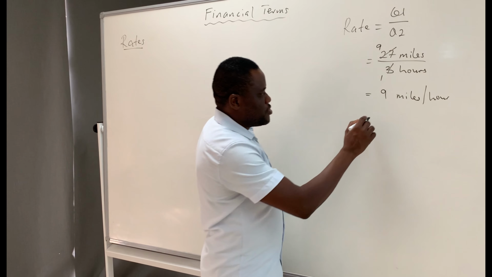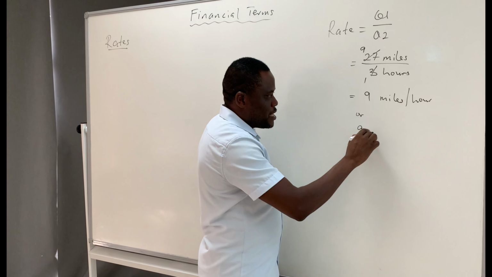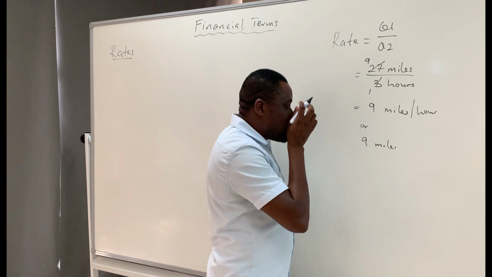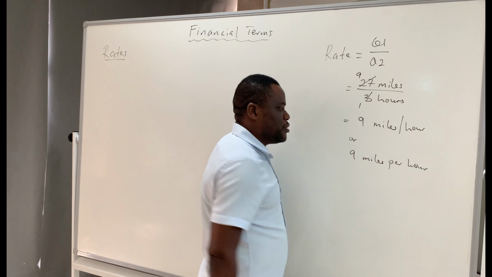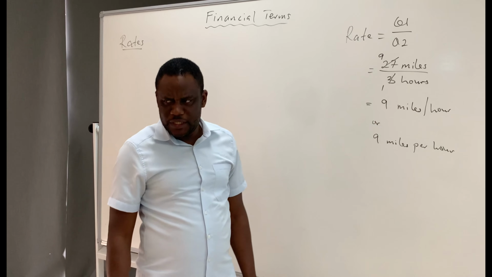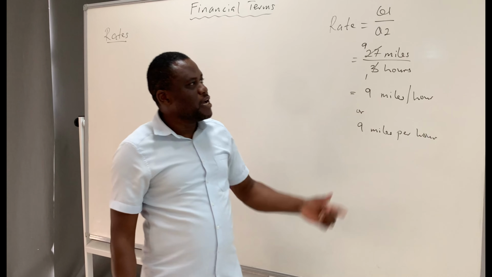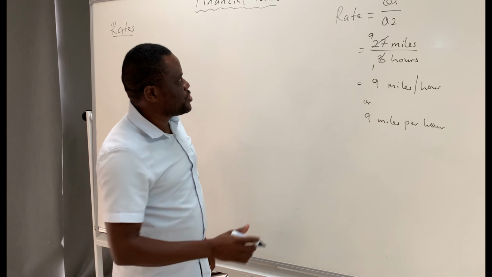So which means he spent 1 hour riding his bicycle for 9 miles. If you don't want to write it this way, you can also write it as 9 miles per hour. Do you understand? So this is the number of miles he rode his bicycle. The second question.